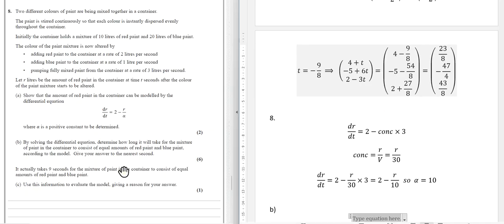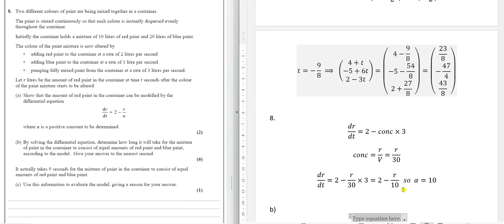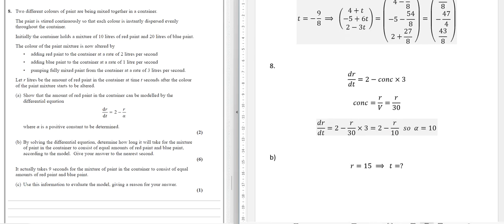By solving the differential equation, determine how long it will take for the mixture of paint to contain equal amounts of red and blue. In other words, when our constantly 30 litres of paint has 15 of those litres being red. So this is what the question is asking me. Now I can go ahead and solve my equation. So let's write it out and think about what it says.